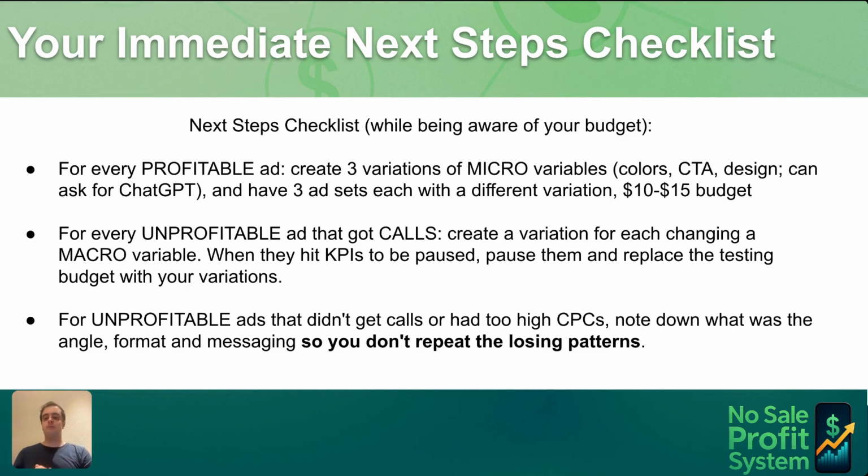Okay. For every unprofitable ad that got calls, you're going to create a variation for each, but changing a macro variable. So either changing the messaging, the visual format, or even the angle. When they hit the KPIs to be paused, because you're going to be using a $1 million testing protocol, so you're using the gates, gate 1, gate 2, gate 3, you're going to pause them, obviously, because they're unprofitable, and replace the testing budget with your variations. So let's say you have an ad that you're testing with a $20 budget. So you did the most conservative type of budget with daily budgets.